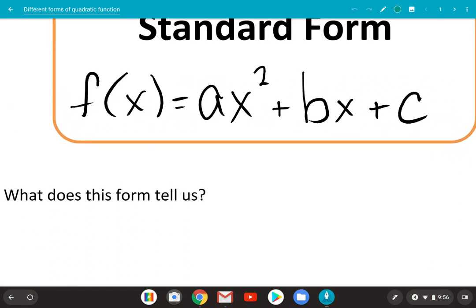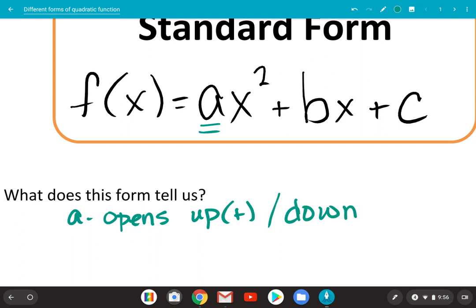So this one's standard form. Standard form is the basic one you probably have seen. This is one we did in IM1 when you had to know exponentials, quadratics, absolute values, just what is the equation. So first thing, A, same thing. It's always going to tell us these things. A, it's going to be, does it open up, positive, or down, negative. It's also going to tell us if it's wide or thin, or you can say narrow.